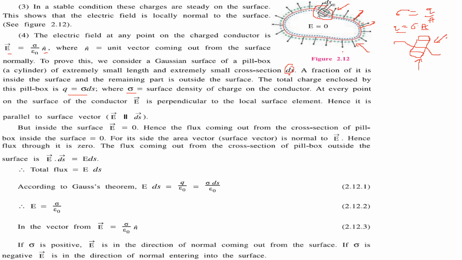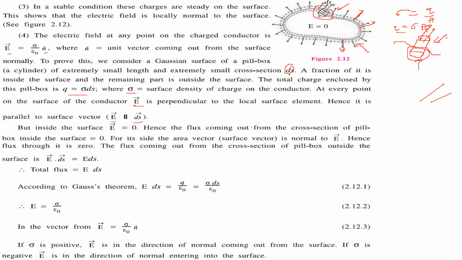At every point on the surface of the conductor, the electric field will be perpendicular to the local surface element, so it will be parallel to the surface vector. The electric field is parallel to this ds; they are parallel to each other. But when you go inside the surface, the electric field will be zero.